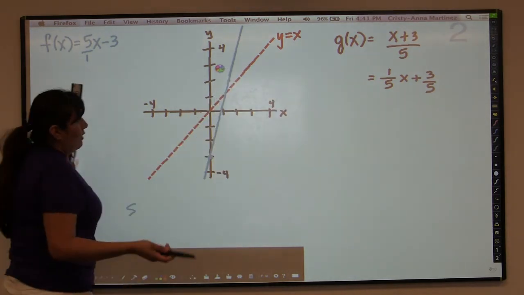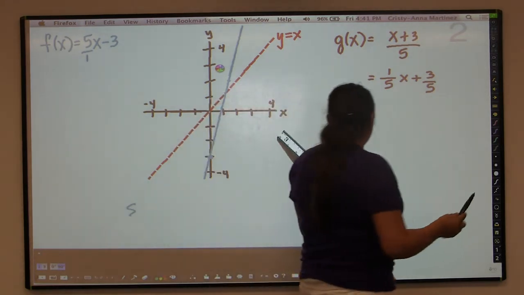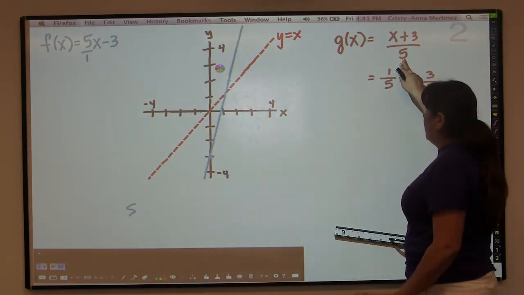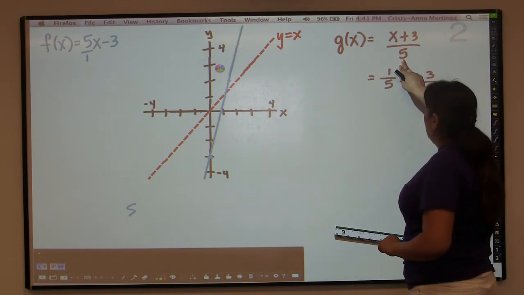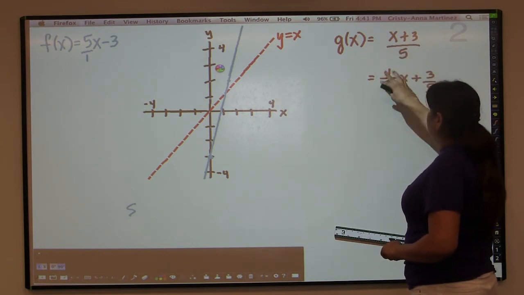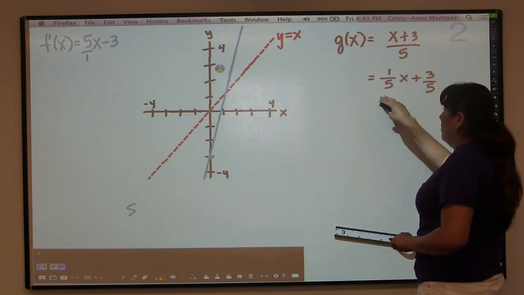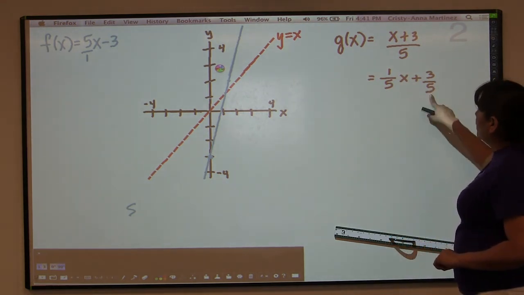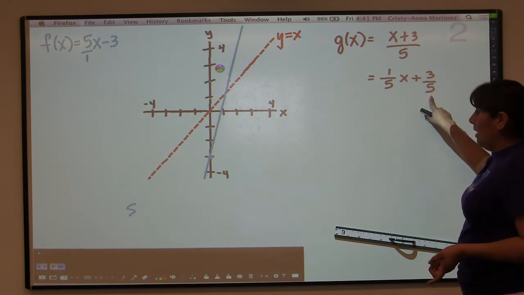What I've done on the right over here is, this is our g of x function. It's the same function I had earlier. And what I've done is, so that I can use my linear functions here, I basically divided each term by 5. So this is the exact same thing, but this just looks more like what we're used to. So mx plus b. So I'm going to go ahead and use 3/5 as my y-intercept.